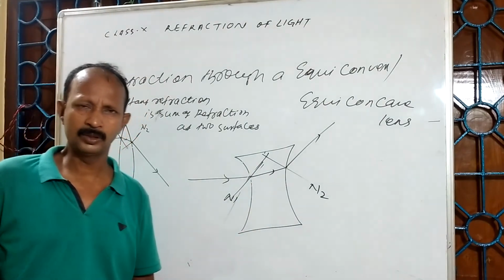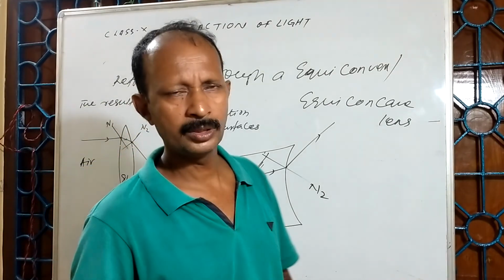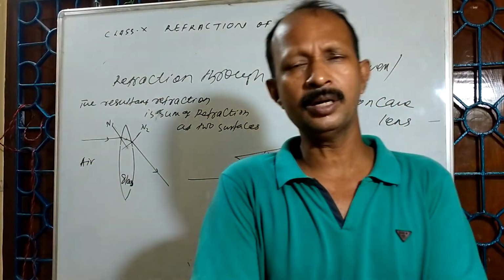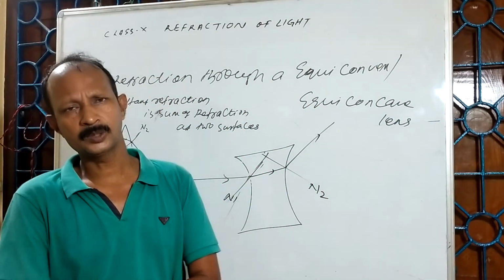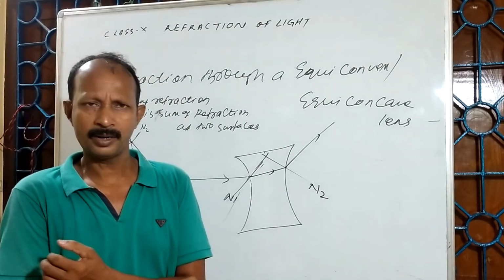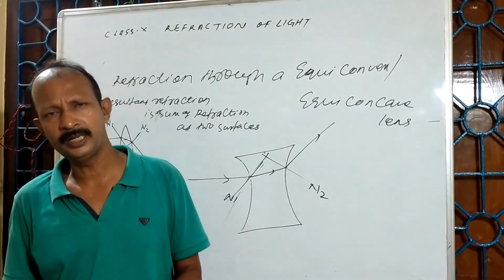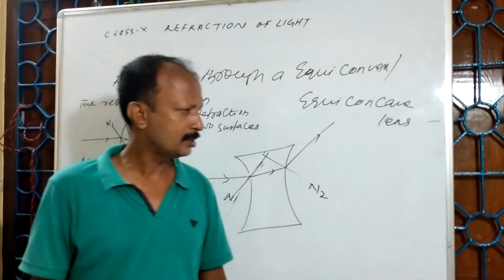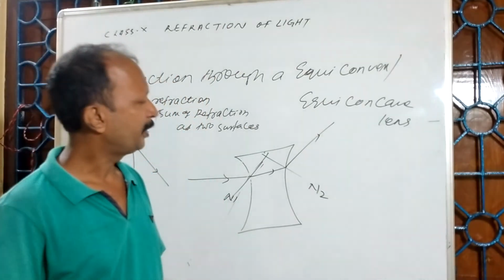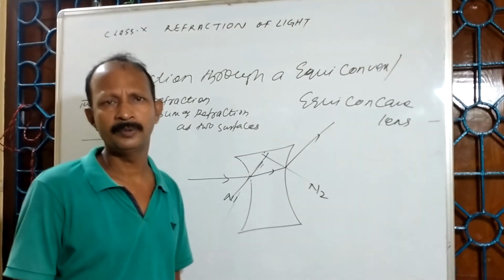So this is about some of the technical terms I discussed: the center of curvature, radius of curvature, principal axis, principal focus or first focal point, second focal point, both in equiconvex and equiconcave lens. So this is about this video. In my next video, I shall explain the working of this type of lenses.